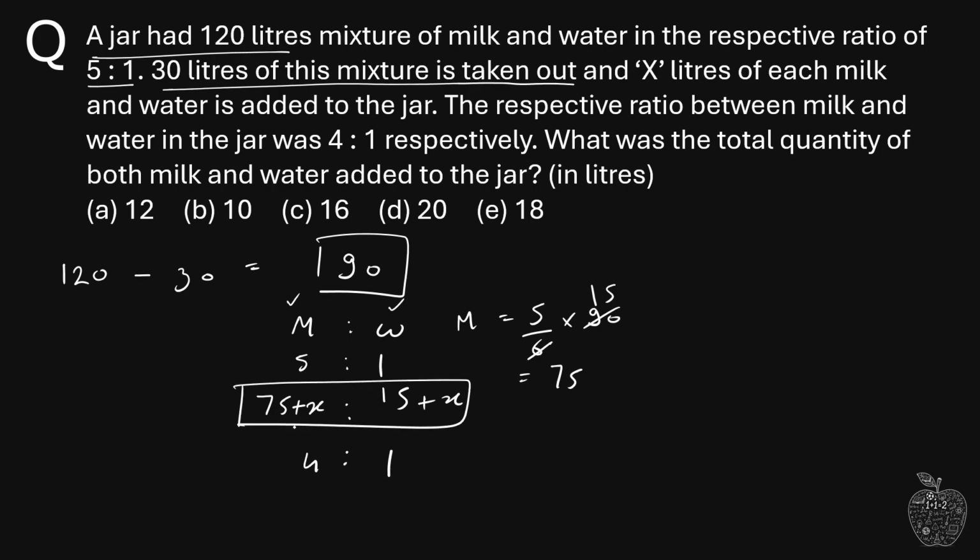So that means this ratio is same as this ratio. So I can write it as 75 plus x upon 15 plus x is equals to 4/1. So now we have an equation here. Let's solve this and get the value of x.